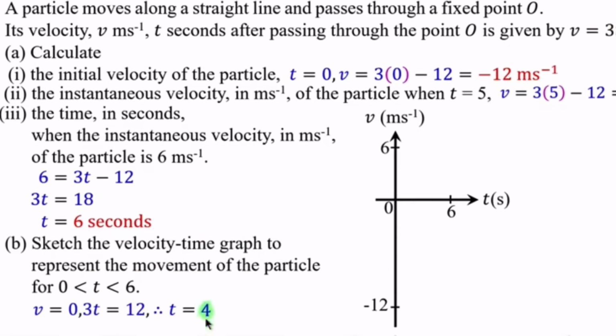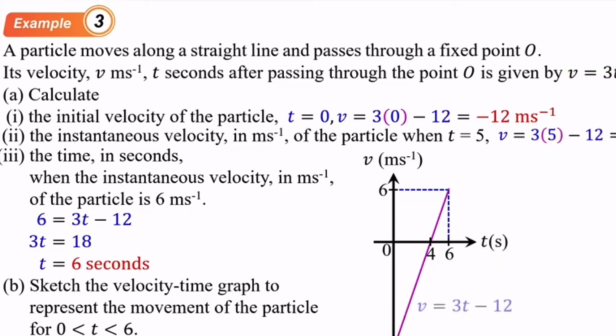In order to draw a straight line, we just need any 2 points, and we will use a ruler to connect the 2 points, and then we will get the line that represents the graph for the movement of the particle for this question, which is velocity with respect to time. So we will label v equal to 3t minus 12. You can find the x and y intercepts, and the gradient is positive.